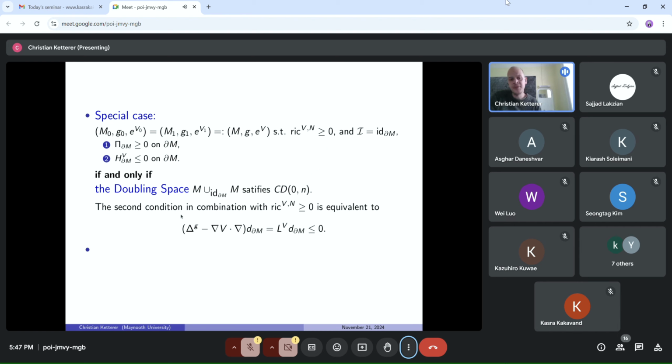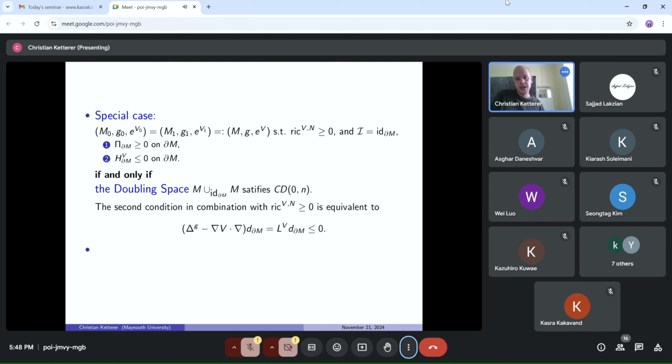And here it is interesting to note that the second condition can be translated into a geometric statement. So this mean curvature bound in combination with Ricci curvature is nothing else than that when we apply this drift Laplacian to the distance function to the boundary, then this is non-positive. Or in other words, this distance function to the boundary is superharmonic with respect to this drift Laplacian.